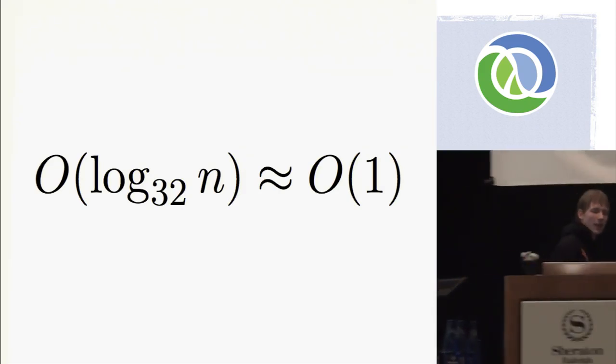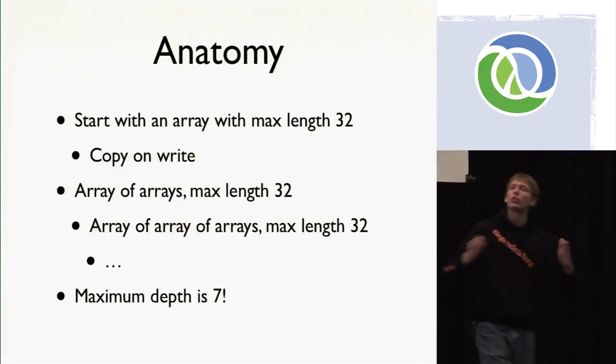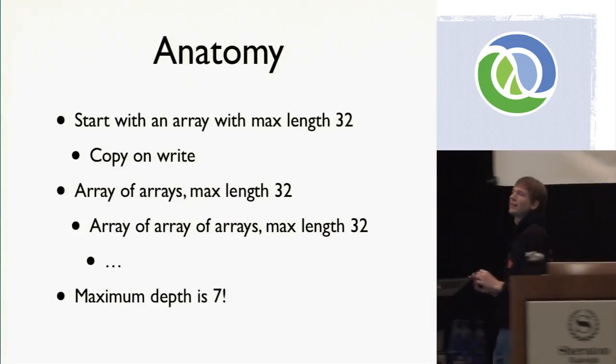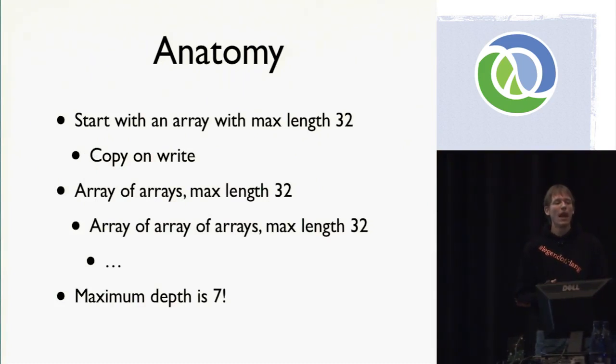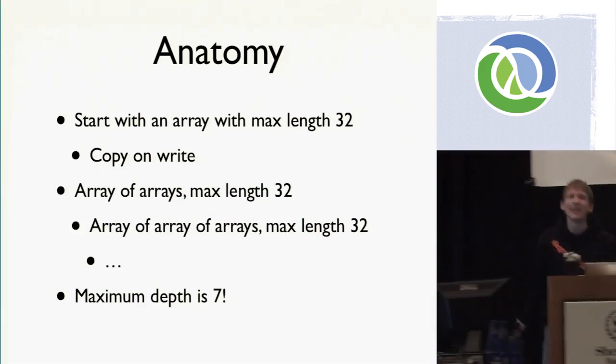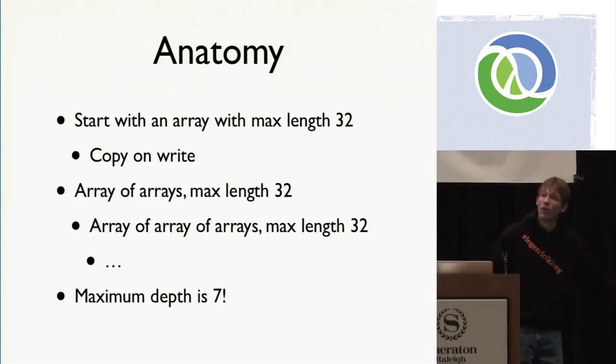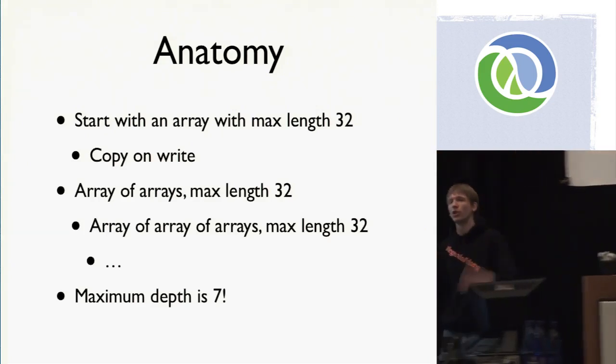So how do we do this? Well, we start with an array. And we're going to grow this array using copy on write semantics until we hit size 32. Now, remember I said that copy on write is bad, but everything is fast for small n, and we're really only going up to 32. So copy on write up to size 32, that's okay.